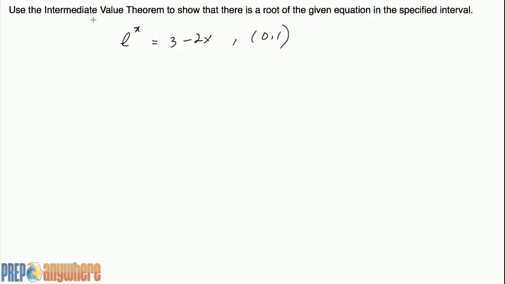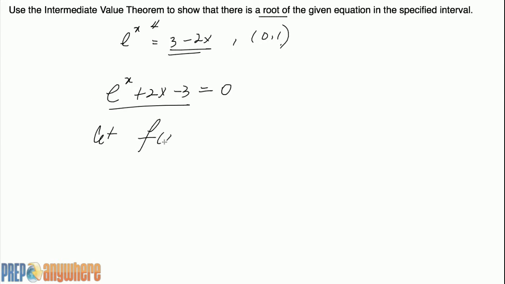Okay, so use the intermediate value theorem to show that there is a root, because there's an answer where you can replace an x with a value between 0 and 1, which will satisfy this equation. So let's bring this over to the left side. You get plus 2x minus 3. And let's let this right here be our function f of x.